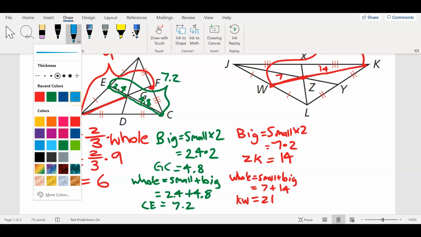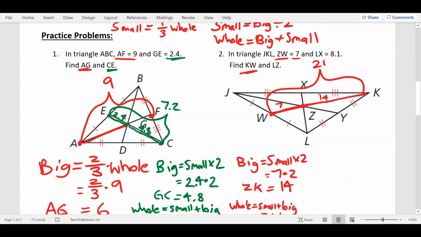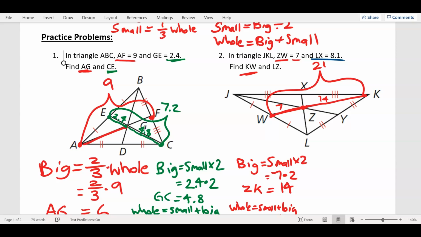And then last one on this page. So LX is 8.1. From L all the way to X is 8.1. Is that the small, the big, or the whole thing? From L to X. Is that big, small, or the whole thing? Whole thing, right? All the way across. So let's go ahead and use that to figure out LZ. LZ is the big section.